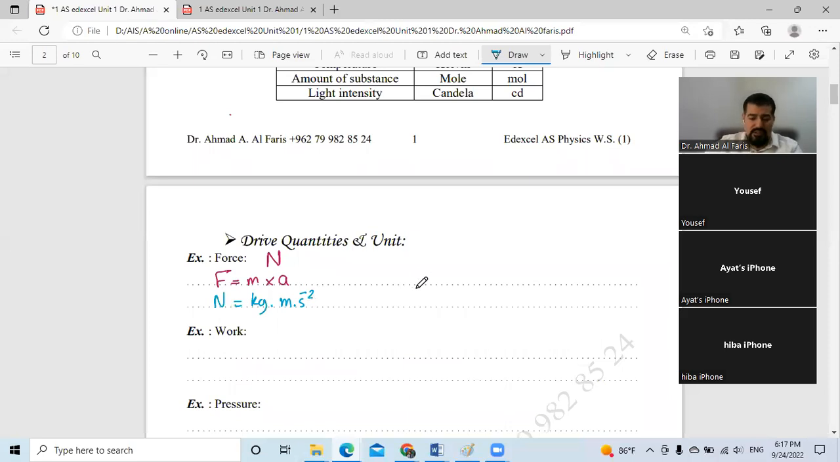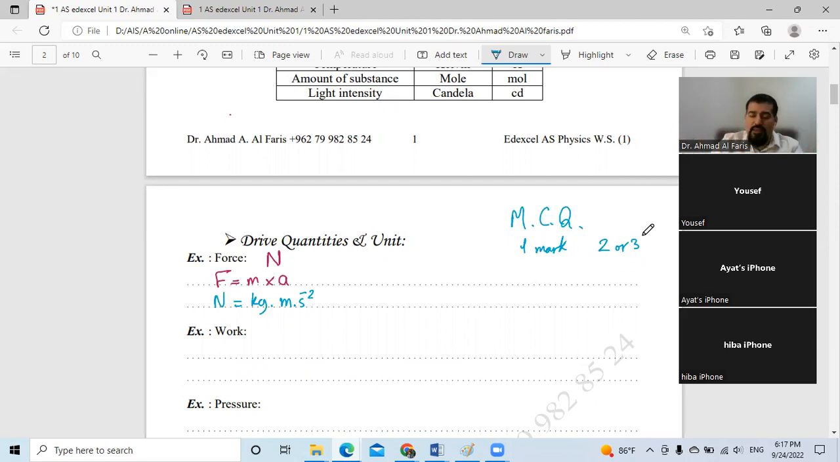How do they bring questions like this? They bring questions like this as multiple choice questions, or 1 mark questions in the parts, or sometimes they bring it as 2 or 3 marks to derive the unit or find out the base unit of each of the following.